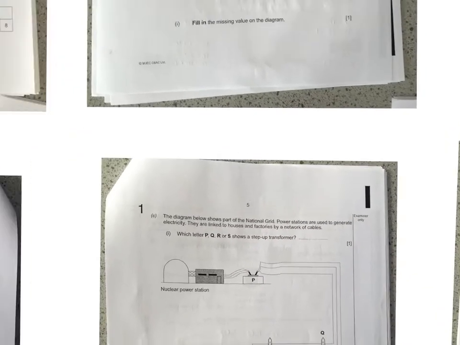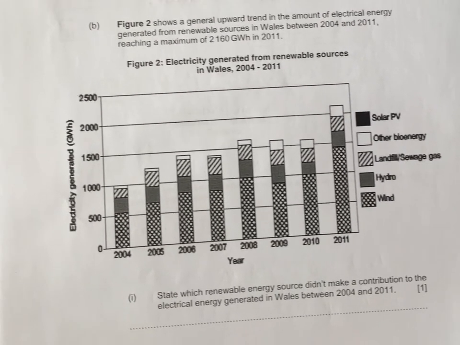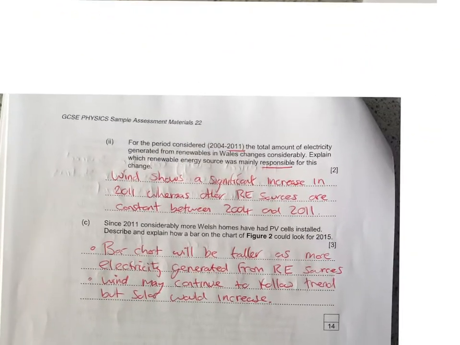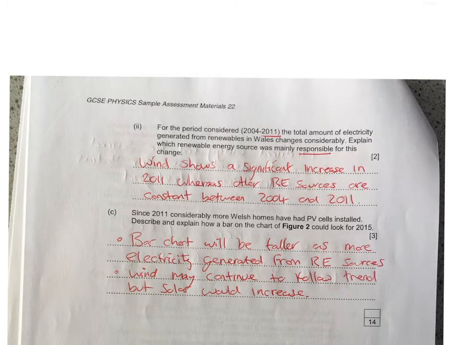So if we look at this graph back up here, I know it's a bit awkward because it's all the way back up here, but you can see wind energy was being used more and more. Okay, so the first part of my answer there was wind shows a significant increase in 2011, whereas other resources remained constant between 2004 and 2011. You can use your own graph to look at that, okay? Remained constant. They didn't really move. Since 2011, considerably more Welsh homes had PV cells, which is solar panels, installed.